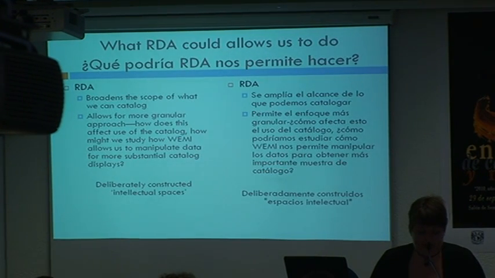So RDA, what does RDA allow us to do? It's not a complete change in rules. In many ways, it is a reconfiguration of what we already do now. At the same time, it is both a broadening of the scope of what we catalog in terms of information resources. It would bring a more granular approach to providing access to these intellectual spaces. And by this, I mean how we might be able to manipulate data as it pertains to works, expressions, manifestations, and items. How would this change the infrastructure and allow, for example, more substantial clustering in catalog displays?